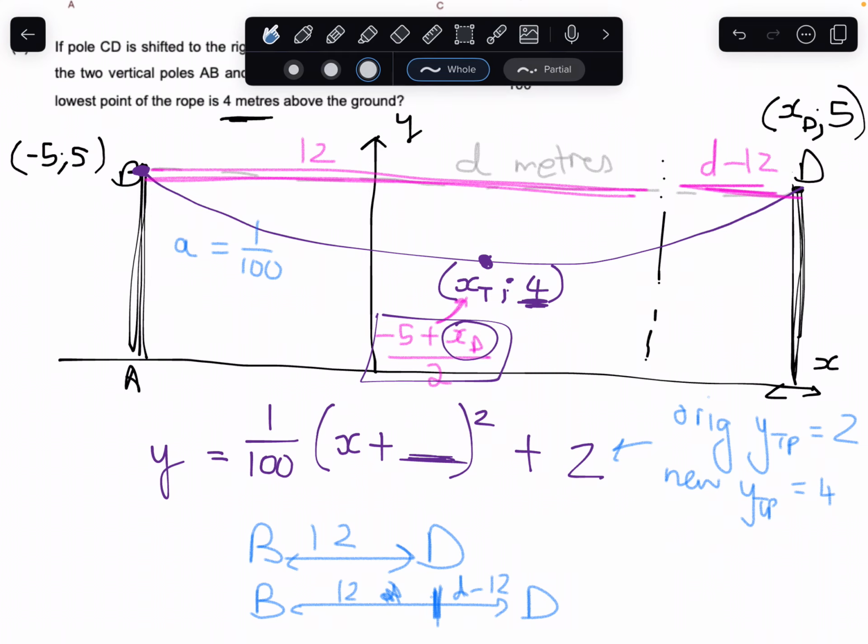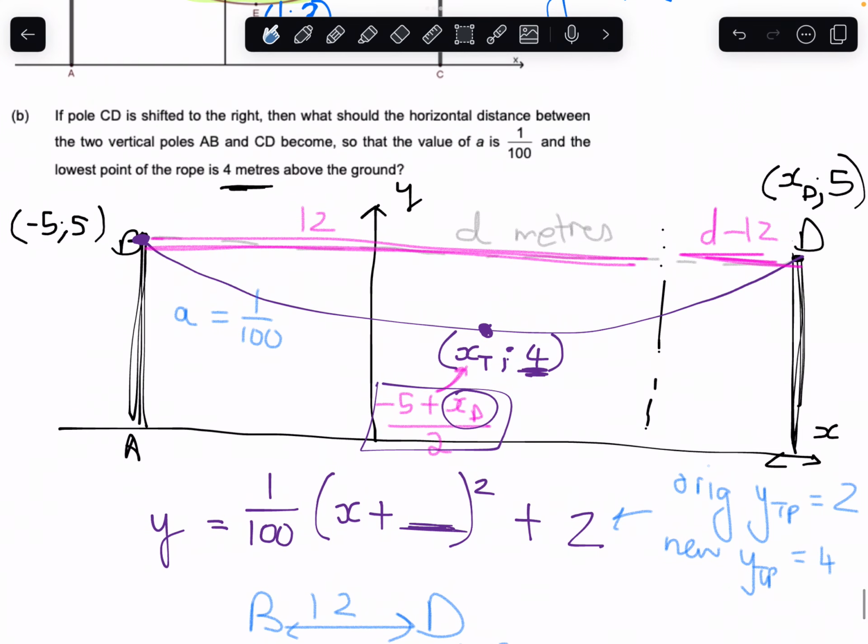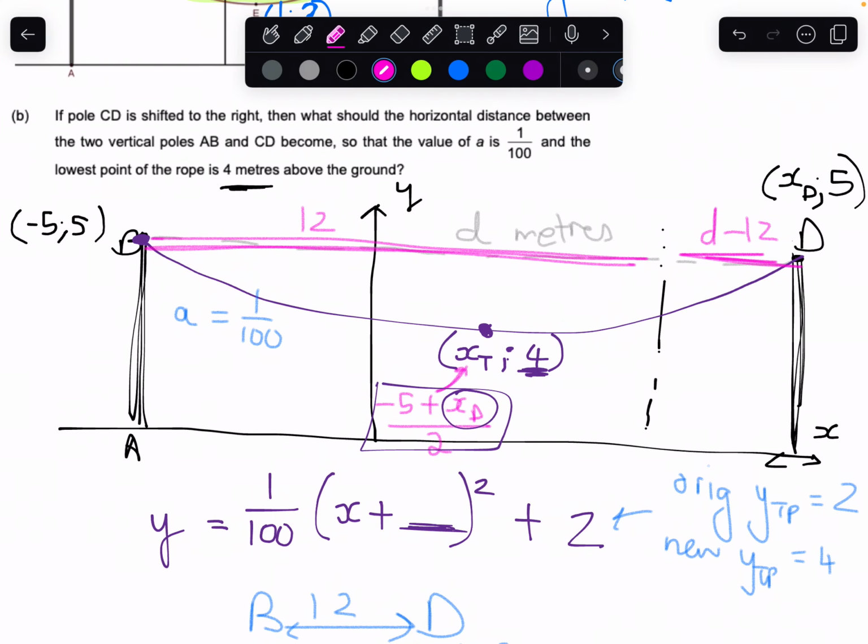So, and I mean, this is actually what they're asking us, right? They're asking us, so we know that CD shifted to the right. What should the horizontal distance between the two vertical poles become, so that we have all these outcomes? So essentially, yeah, they're asking for D, but if we can figure out by how much the graph is shifted, then we can figure out what D is.